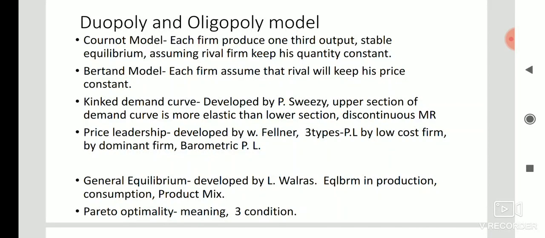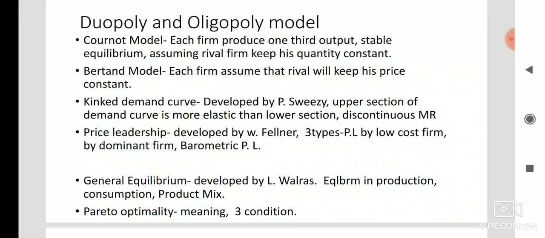Initially it was given by Cournot, but it was developed by Leon Walras. In order to attain general equilibrium, there are three conditions that should be satisfied. The three conditions are known as equilibrium in production, equilibrium in consumption, and equilibrium in product mix.